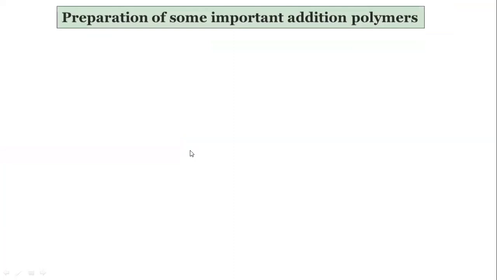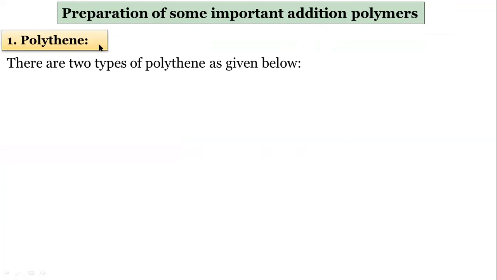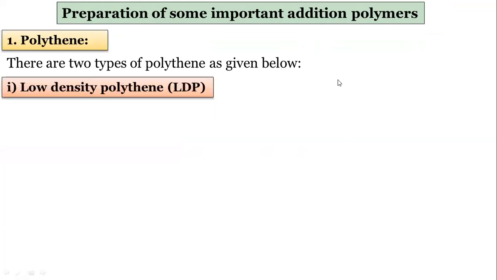Then preparation of some important addition polymers. See, already I explained addition polymers. Chain grows across the double bond. Polythene is a good example. There are two types of polythenes, remember. One is high density polythene and one is low density polythene. Always it is asked in the board exam, remember, how low density polythene is prepared and how high density polythene is prepared. So there is a difference in the reactions.